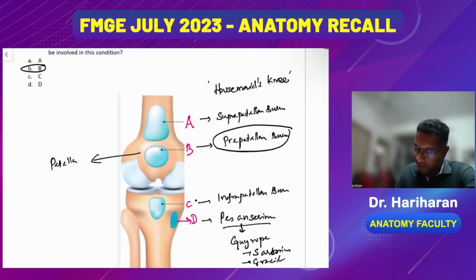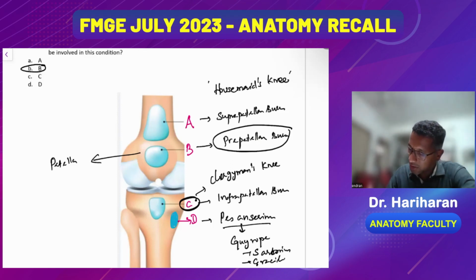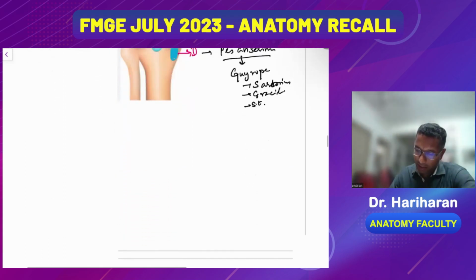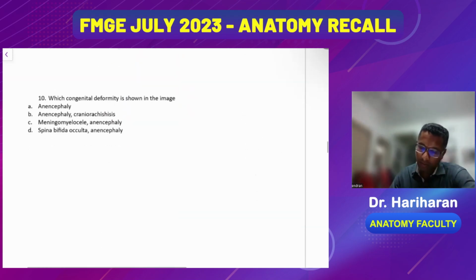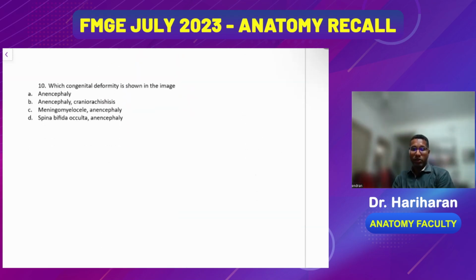Now what about option C? Option C is seen in clergymen, those who kneel and pray. Infrapatellar bursitis is common in them, so that is called clergyman's knee. So clergyman's knee, the answer is infrapatellar bursitis. Housemaid's knee, the answer is pre-patellar bursitis. Okay, so without wasting much time, we'll go to the next question.